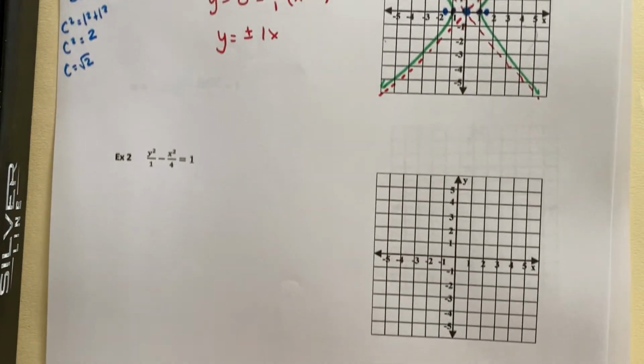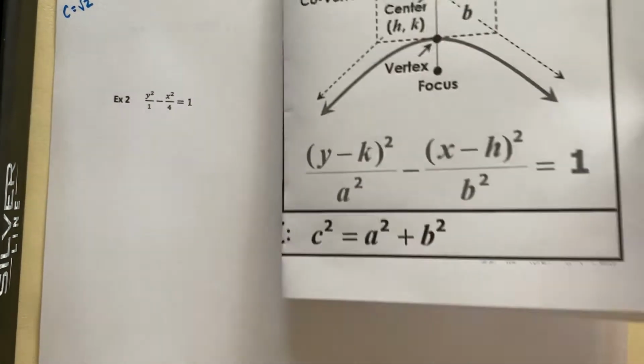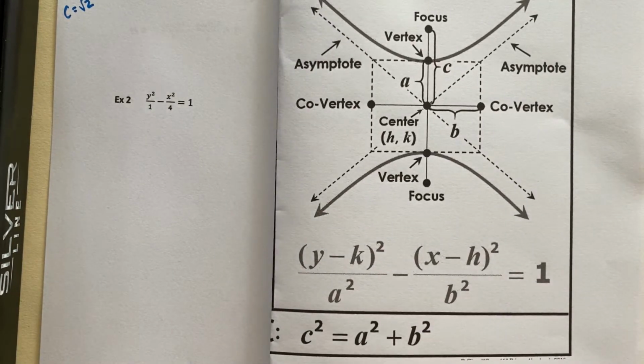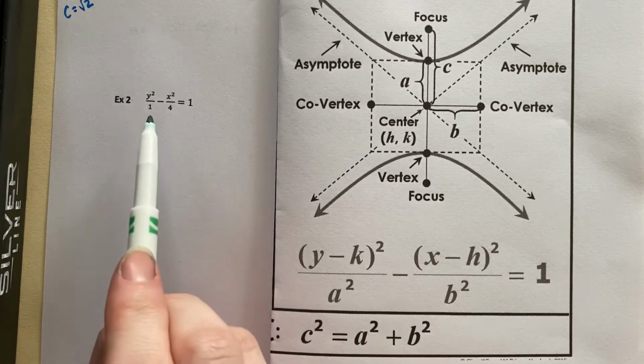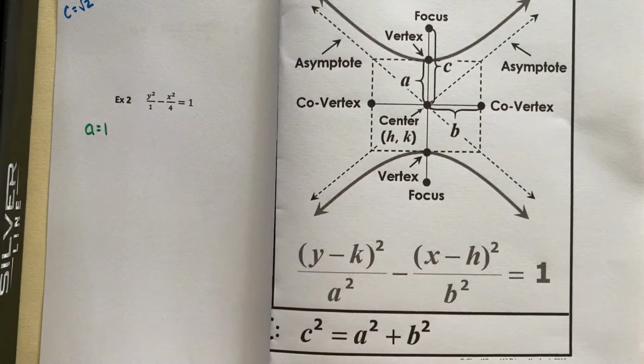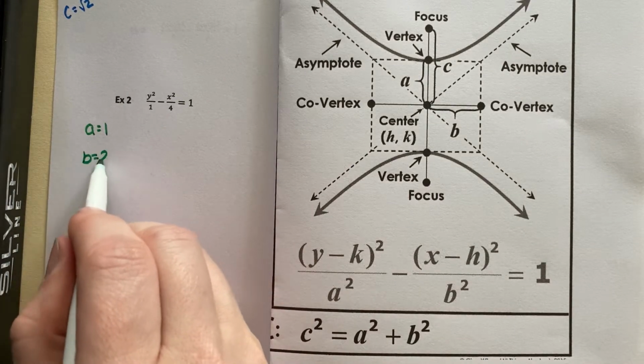So let's take a look at number 2. Number 2, the y is first. So I'm going to be using this hyperbola right here. So I'm going to match everything up. A squared is in the same spot as 1 here. So that means a must be 1. The square root of 1 is 1. B squared is the same spot as 4, so b must be 2.